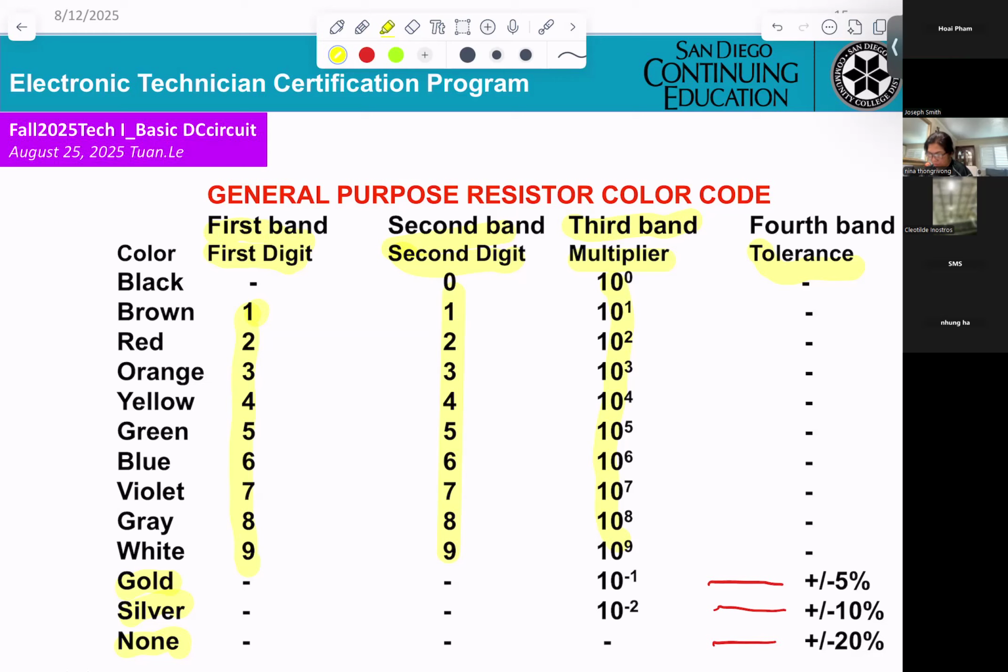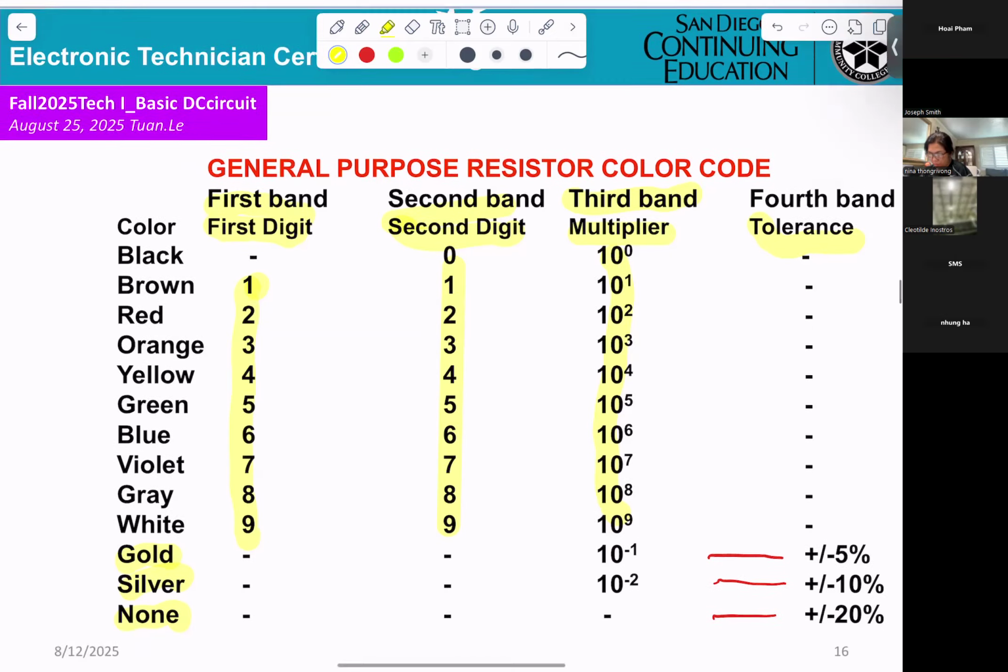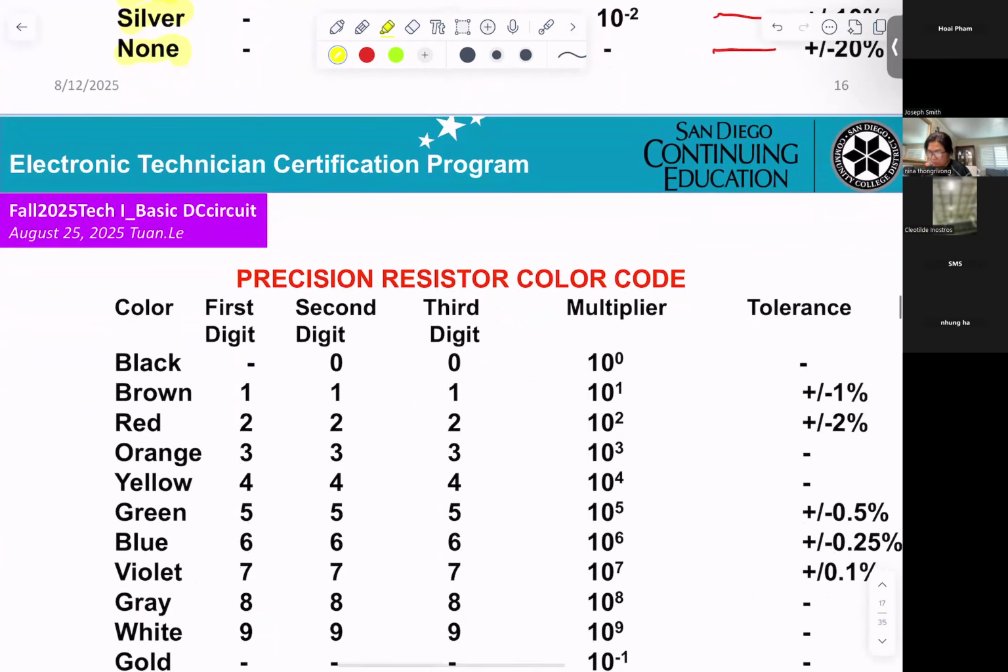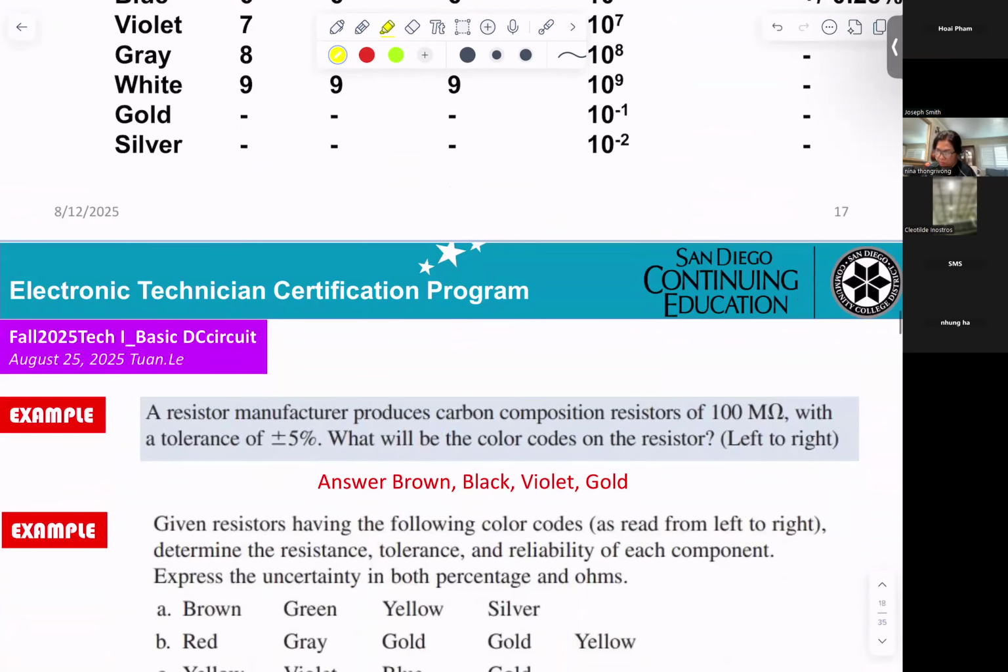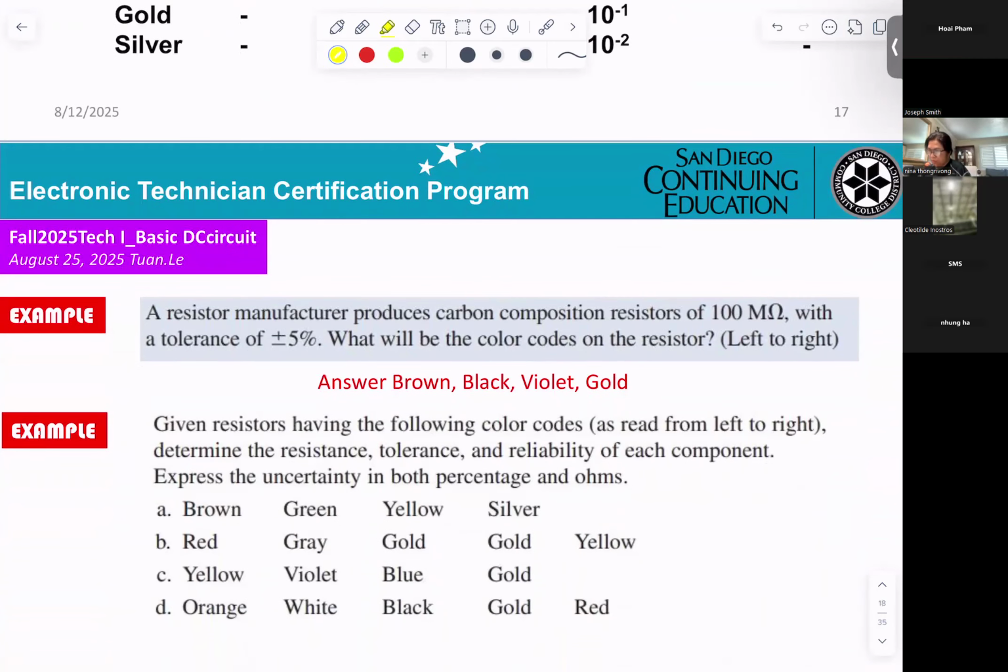So basically, in this program, we do not emphasize the color code. This is precision. And now they say a resistor produced with carbon composition, 100 mega ohm, with a tolerance of plus or minus 5%. What will be the code on the resistor?